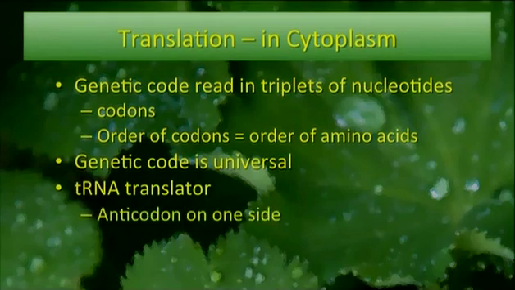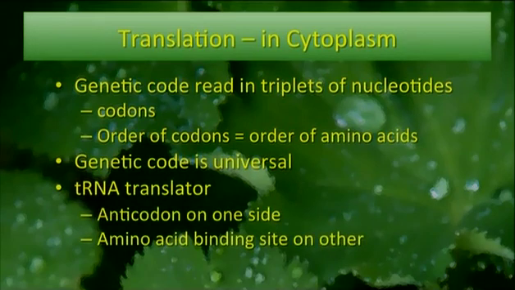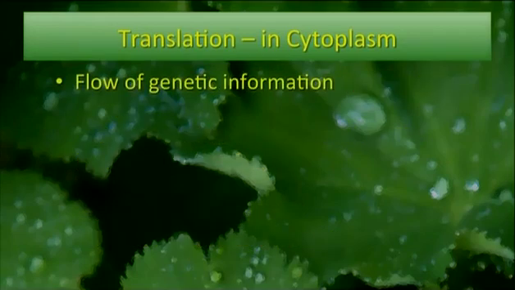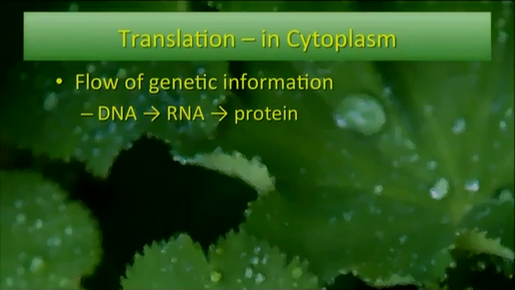You have the anticodon on one side and the amino acid binding site on the other. So the flow of genetic information goes from DNA to RNA to protein, or the polypeptide. DNA codes for RNA in transcription, and RNA codes for protein in translation.